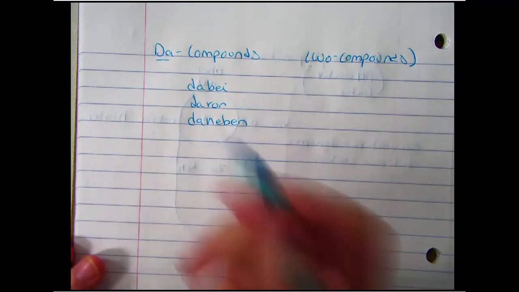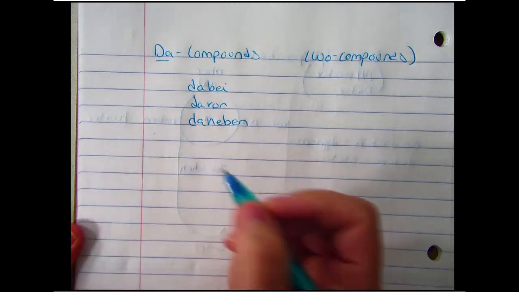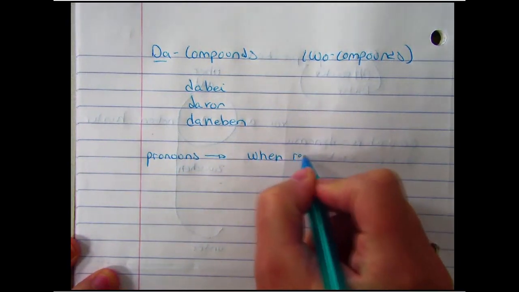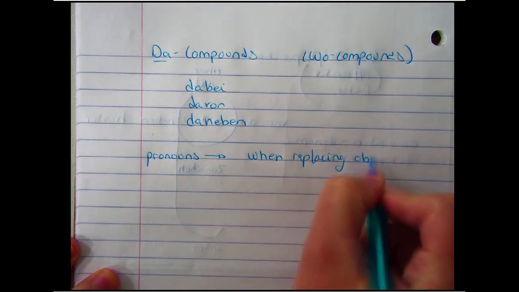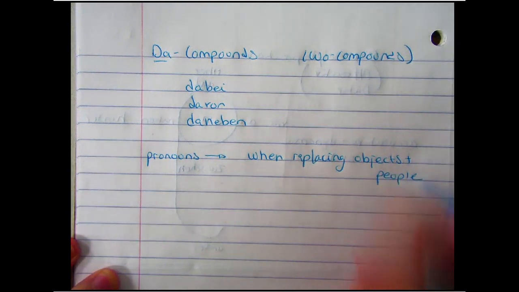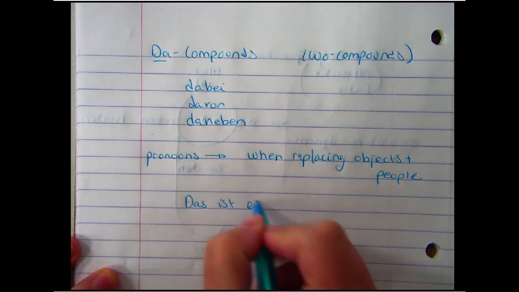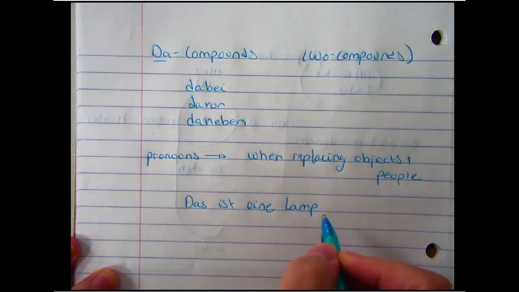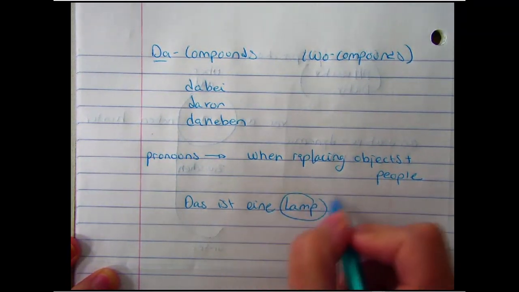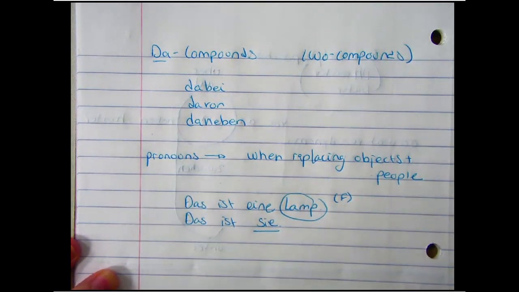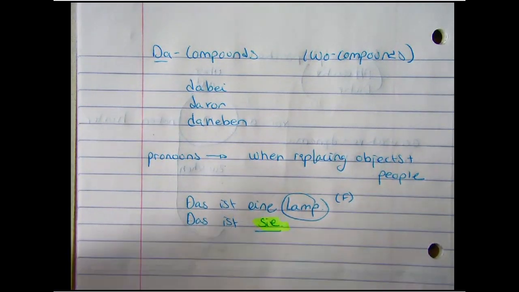use them. So as just a mini introduction, what you know already is that whenever we replace objects or people in a sentence, we're going to use a pronoun. Okay, so we use those when replacing objects or people. So an example of that would be: das ist eine Lampe. Sorry about that. That is a lamp, right? And eine Lampe is feminine, so you could also say das ist sie, right? So that was your pronoun, and with that pronoun you've replaced the object.